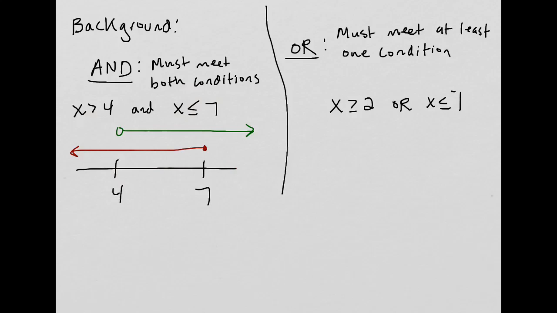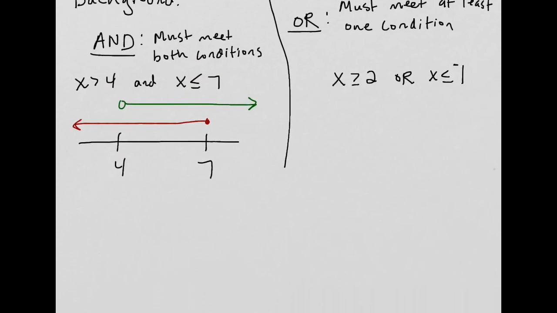If we look at the numbers to the right of 7, well, we sort of have the same problem as in the first situation. These numbers are only part of the green set. In other words, they're part of the set of numbers that are greater than 4. So since they don't meet both conditions, we wouldn't want to include this section in our answer.